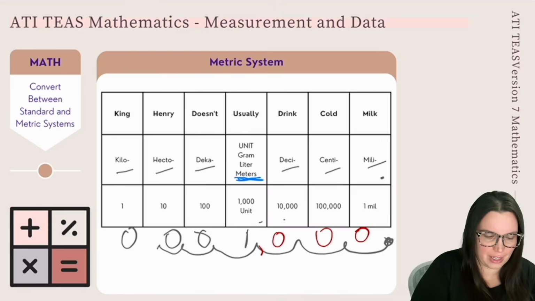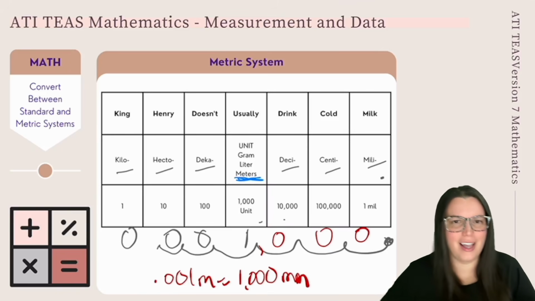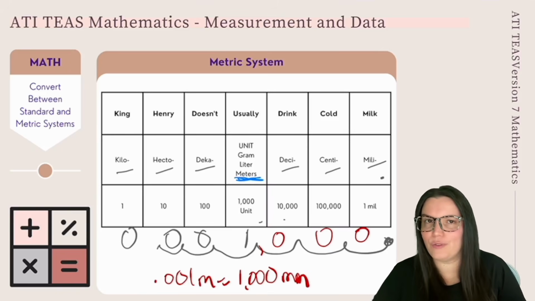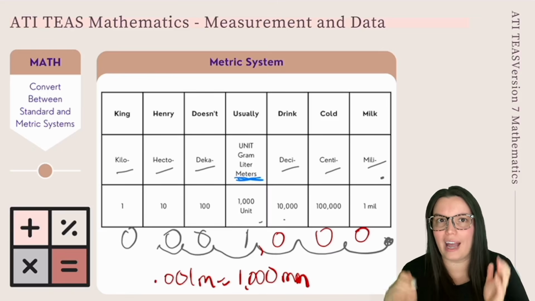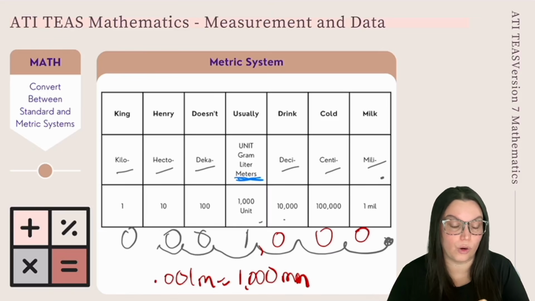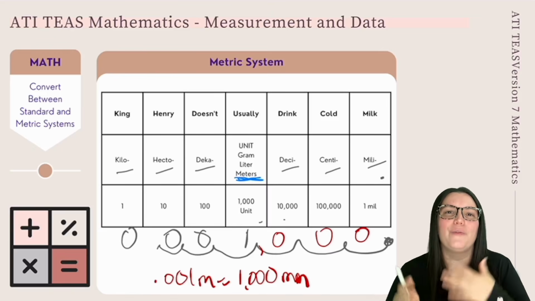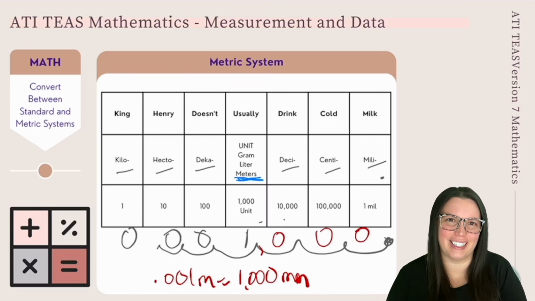So we know that 0.001 meters is equal to 1,000 millimeters. I hope that was easily understandable. If you have any additional questions, make sure that you ask them. I would love to do more practice questions with these to help further understanding of the metric system.